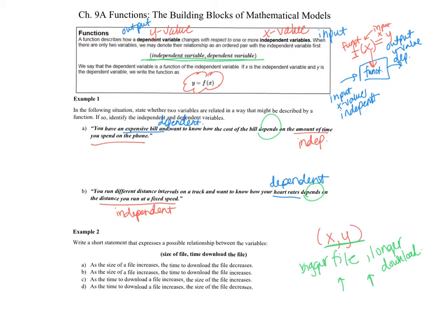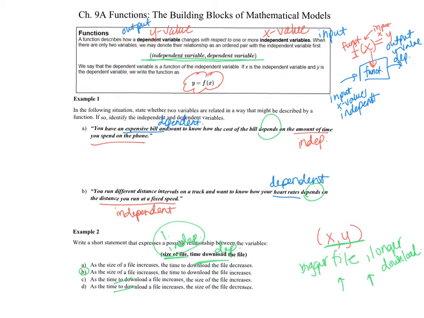Okay, so let's see if we can match that up. So now remember, we have to think about what is our input. The first thing we have to do is know the size of the file, so we know how long it will take to download. Okay, so the first thing that has to occur is the independent. That has to happen first. So the first thing I can do is I can automatically take off C and D because they're talking about the time being the first thing. That's not what we want. So we want, as the file increases, the download file also increases. So my answer there would be B, right?